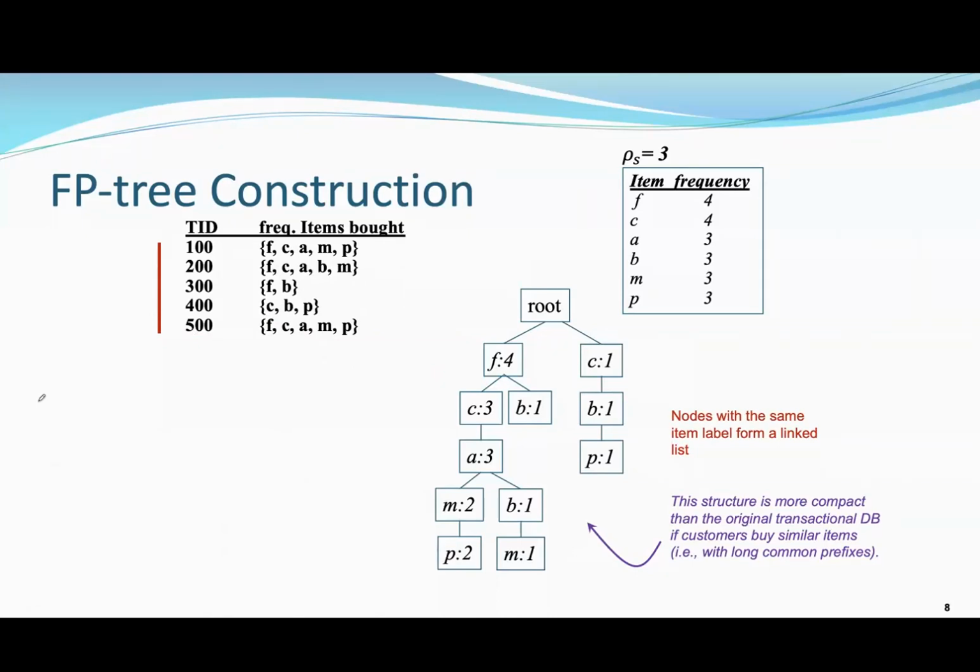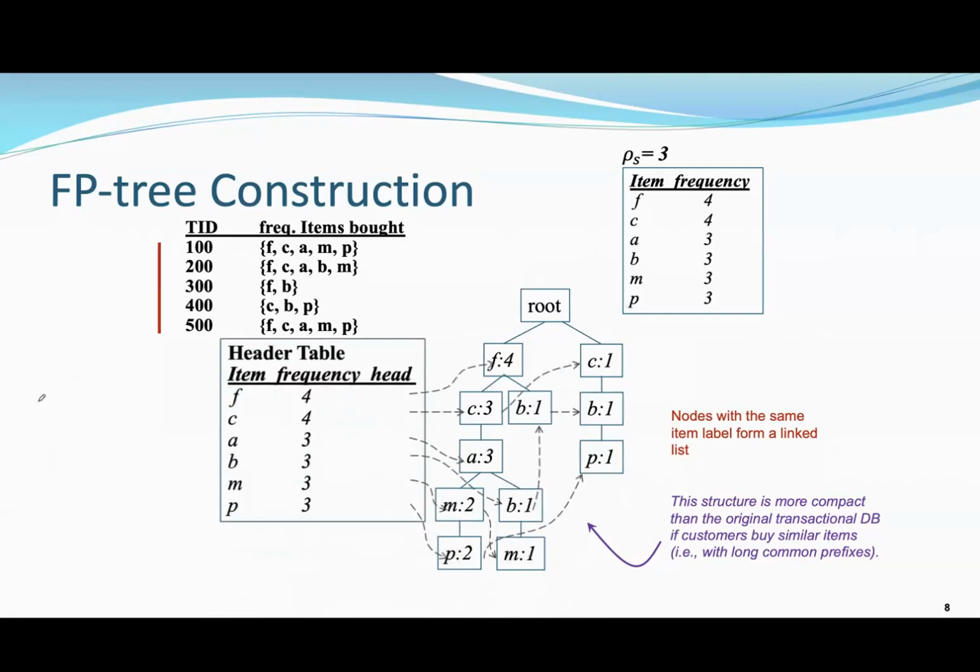Which is illustrated by this. For example, we have C here. Now, let's say we have B. This node is labeled B, this node is labeled B, this node is also labeled B. So we want to form a chain that connects them together. And this is the chain from here to here to here. So we link them up.